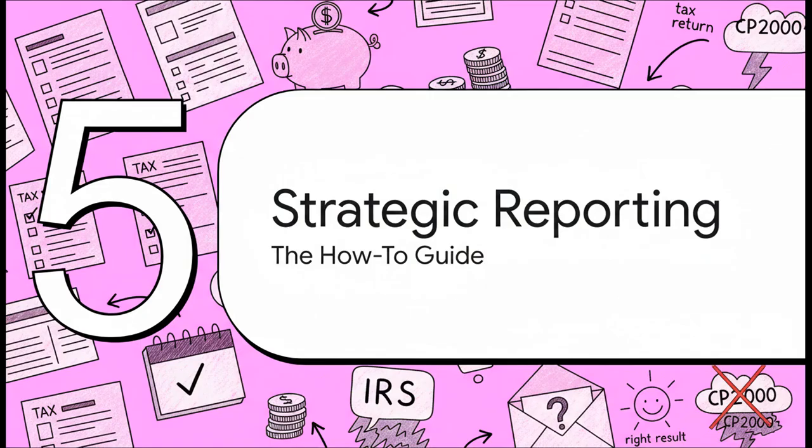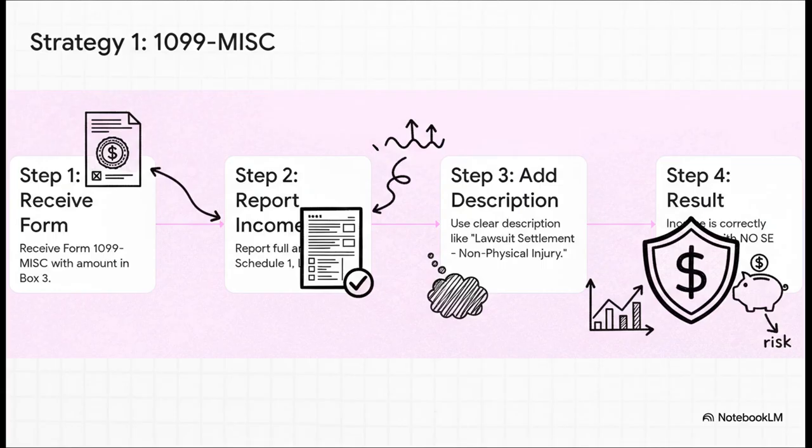Okay, this is the moment we've been building towards. We've got the theory, we know the forms. Now, how do we actually put this on the tax return to get the right answer and, most importantly, avoid that dreaded CP2000 notice from the IRS? Let's start with the easy one. If your client gets that beautiful 1099-MISC with the income in Box 3, you are in great shape. You just pop that number right onto Schedule 1, Line 8Z. The key here is to use a really clear description, something like lawsuit settlement, non-physical injury. This method is clean, it's direct, and it has a very, very low risk of getting flagged by the IRS.